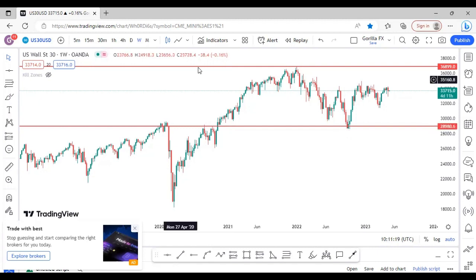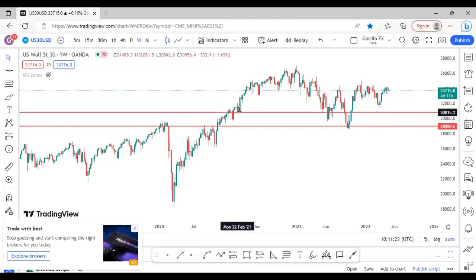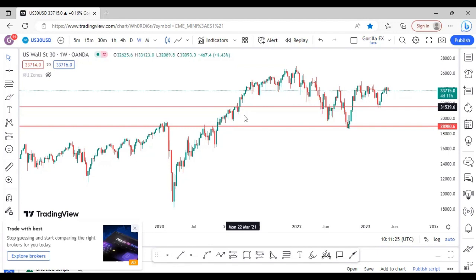It's not only these lines. Let me mark here. You can see these are nice touches. As you can see, on a small time frame, this is a fake out. This is a nice touch. The market just came here, touched, and went to the opposite direction. That's it.